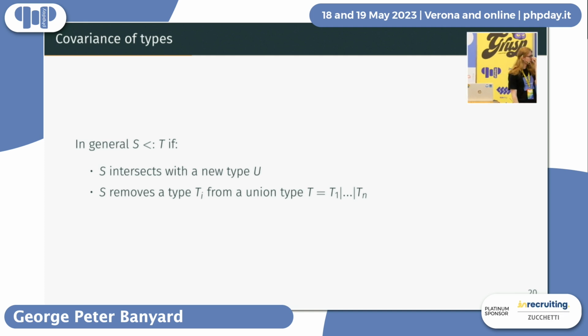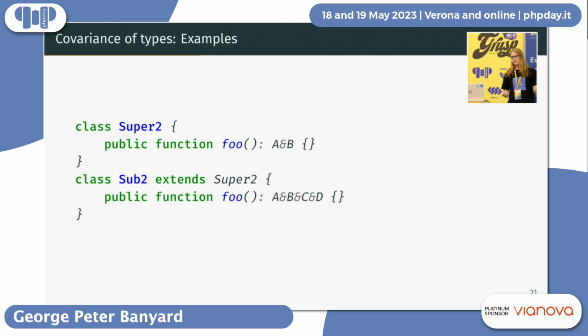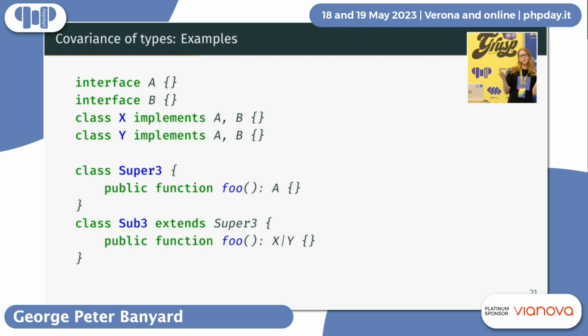So, covariance of types. In general, S is a subtype of T if S intersects with a new type U, or if you remove a type from a union of types. So this is basically how it looks. Okay, super is a bunch of union types. I remove some, I get a subtype. I have some intersections, I add more, I have another subtype. But these are the cases in general, because you can have slightly more complicated subtyping relationships.